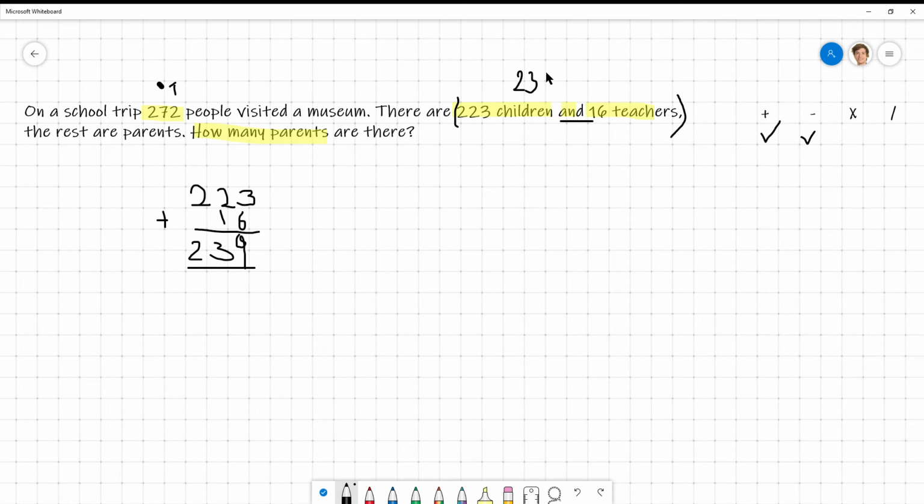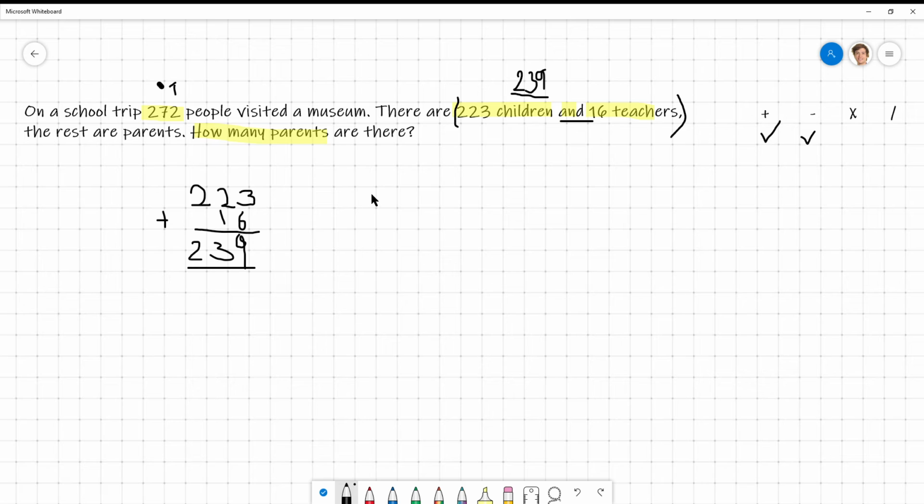So if we reread this question back to ourselves with our new information, we can say, on a school trip, 272 people visited a museum. There were 239 children and teachers. The rest were parents. How many parents are there? So we've made this now a much simpler question. 272 is our total. We have one number here, 239. We need to find the difference between them. We've done our addition, so now we have our subtraction to do.